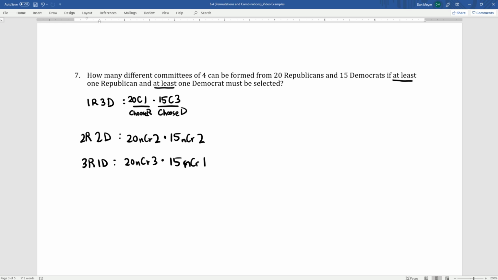All right, and when you work these out on your calculator, you should get 9,100 for the 1 Republican, 3 Democrats situation, 19,950 for 2 Republicans, 2 Democrats, and 17,100 for 3 Republicans, 1 Democrat. That's a partition. These are disjoint sub-events of the at least one of each event. And so if I just add these together, we get 46,150. Okay?